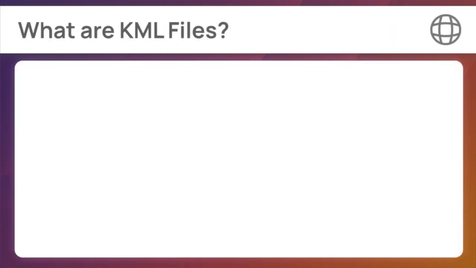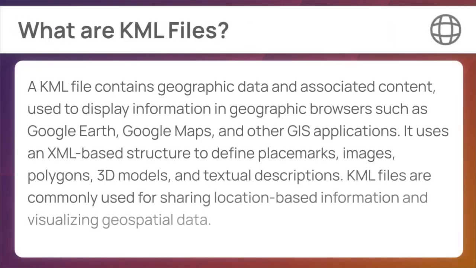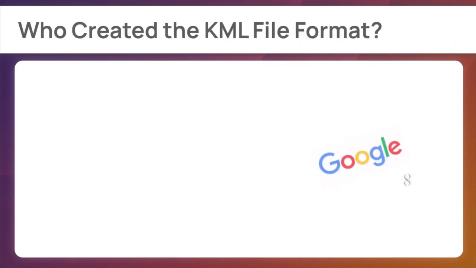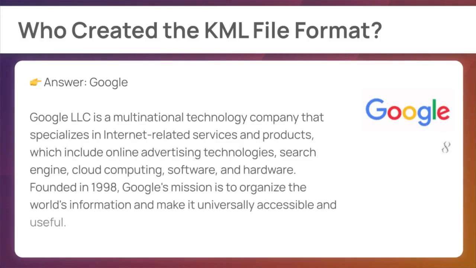A KML file contains geographic data and associated content, used to display information in geographic browsers such as Google Earth, Google Maps, and other GIS applications. It uses an XML-based structure to define placemarks, images, polygons, 3D models, and textual descriptions. KML files are commonly used for sharing location-based information and visualizing geospatial data.